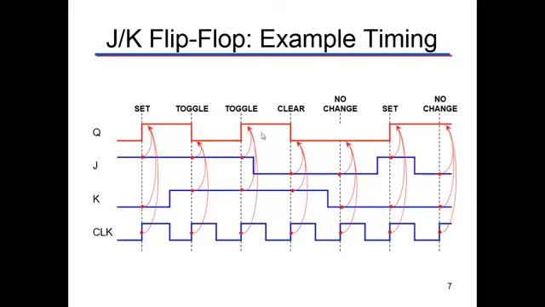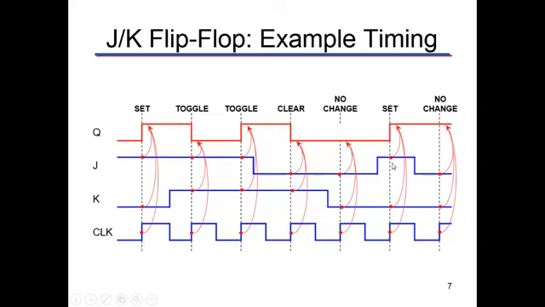When the next rising edge of the clock comes by, you're going to have K is 1, J is 0. So that's the clear condition, and Q goes to 0. Then here at this line, you can see that K is 0, J is 0. That's the no change. Everything stays like it was, so Q stays 0.